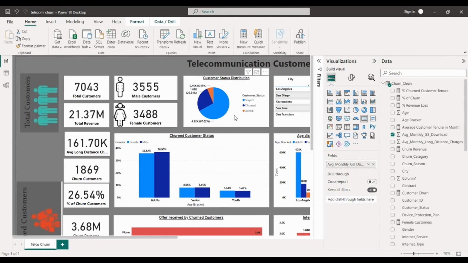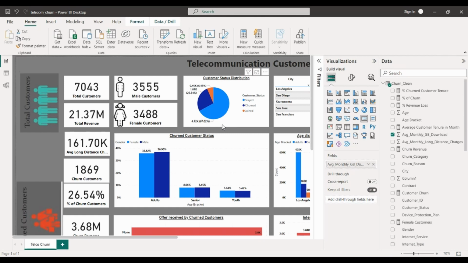Therefore, there is 26.4%, almost 1869 churn customers leaving the company, and almost 73.6% is the retention rate.